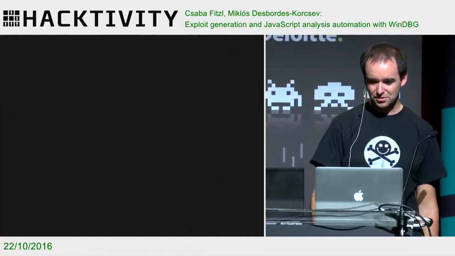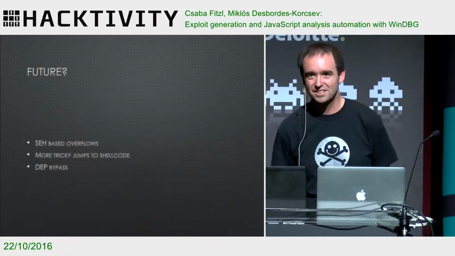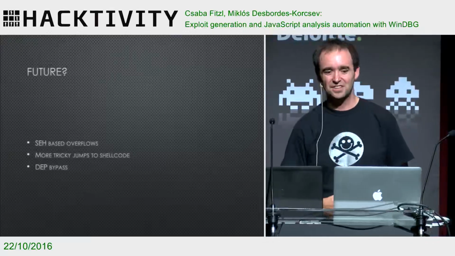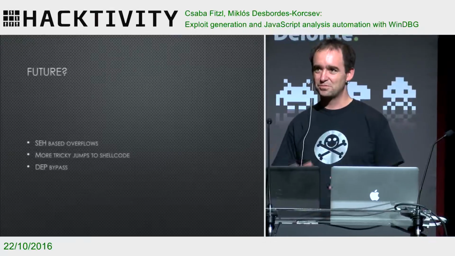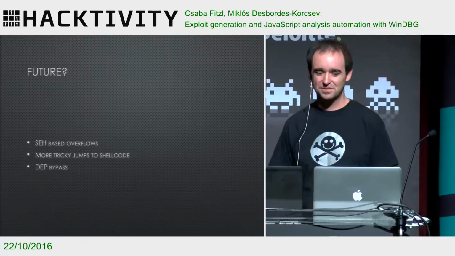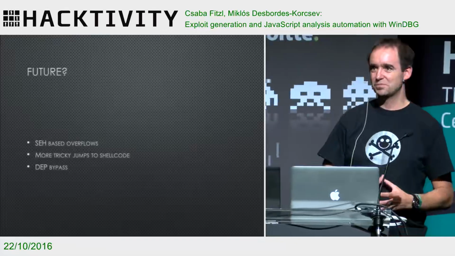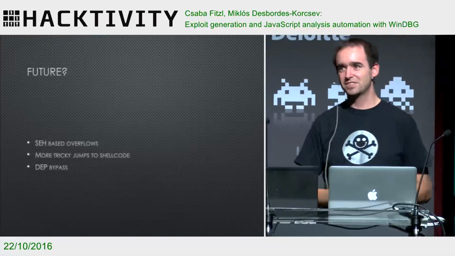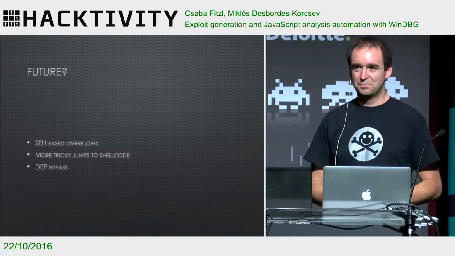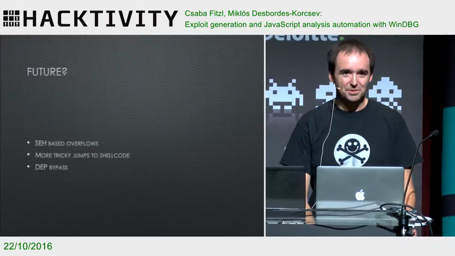So as for the future of this application, I think this can be easily developed further for SEH-based exploits, to add some more logic around more tricky jumps to your shellcode, or if your buffer is more tricky. It's also possible to develop a DEP bypass by developing ROP chains dynamically. But at this point, it doesn't know them. It's just for basic buffer overflow.